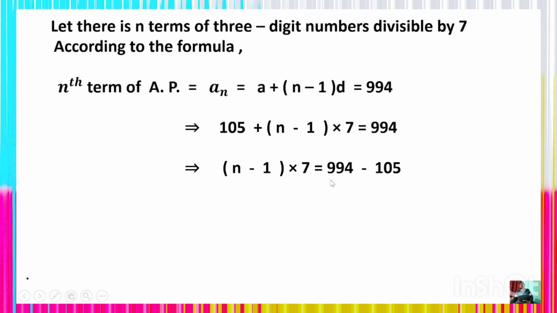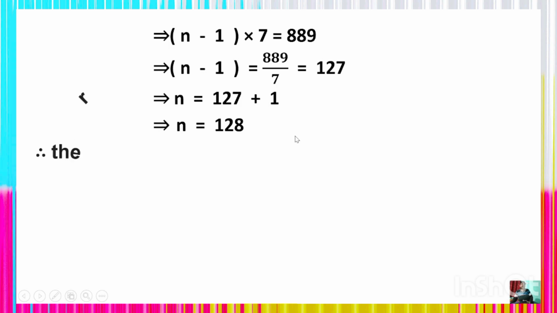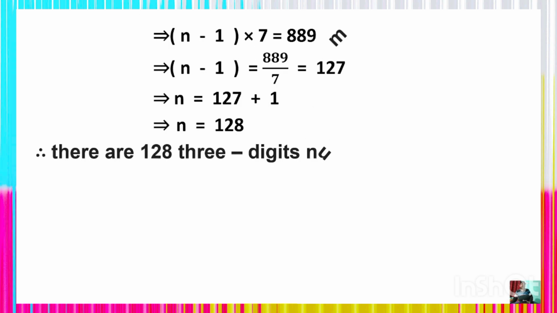So (n minus 1) into 7 is equal to 994. Here the plus 105 will be transposed to the right hand side and become minus 105. Thus we get (n minus 1) into 7 is equal to 994 minus 105, which is 889, and n minus 1 is equal to 889 by 7, which is 127. And n is equal to 127 plus 1, which is 128. Thus there are 128 three digit numbers divisible by 7, using the arithmetic progression.